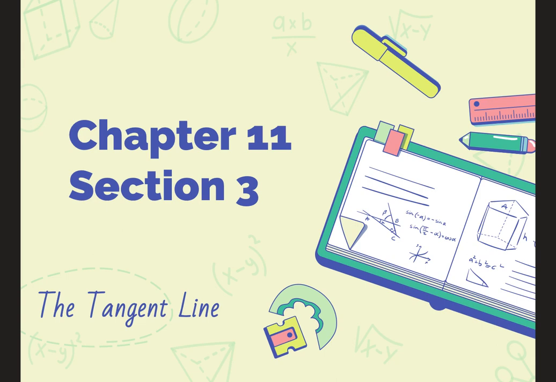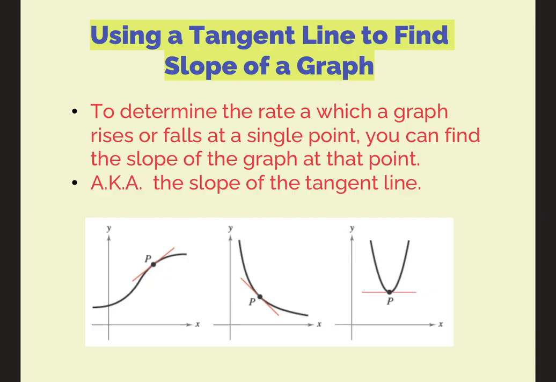This video is going to take you through Chapter 11, Section 3, which is the tangent line. So we're going to use a tangent line to find the slope of a graph. When you look at a graph such as these that have curves on them, we cannot find slope the way we typically do, where we just count the rise over run, because obviously these are curved.